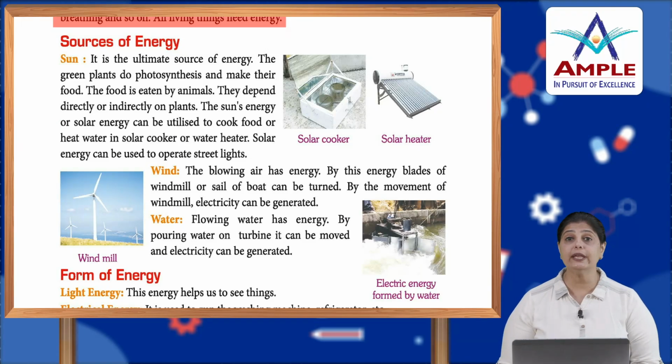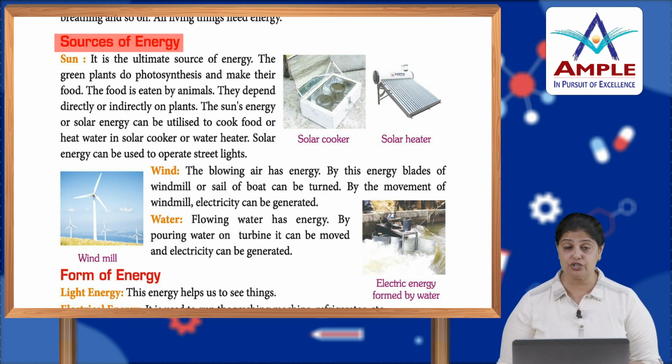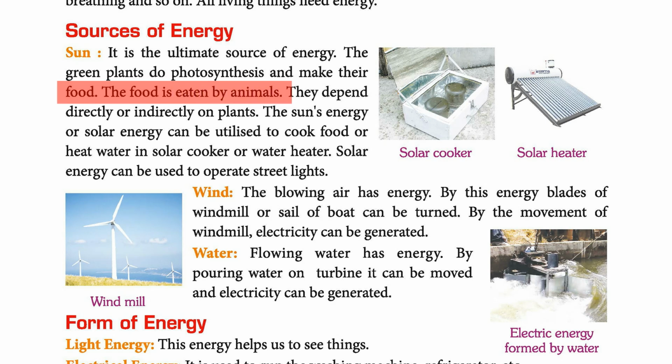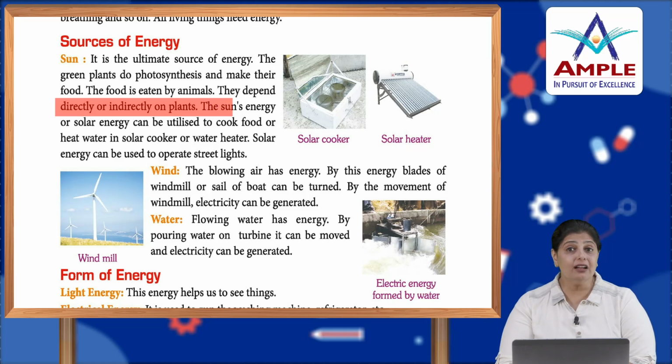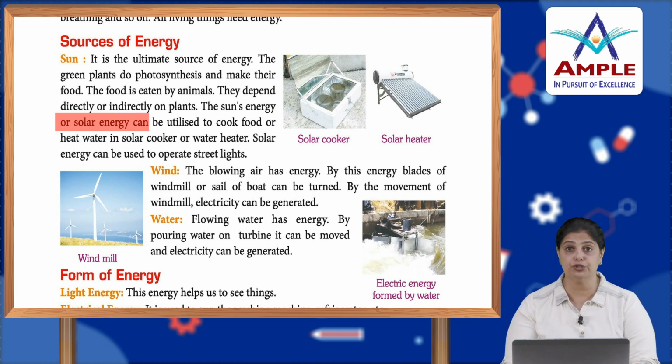Now, from where do we get this energy? What are the different sources from where we get the energy? Sun. Sun is the ultimate source of energy, okay? The green plants do photosynthesis and they make their own food. The food is eaten by animals, they depend directly or indirectly on the plants, okay? So, sun is the ultimate source of energy. So, that's the main source from where we get all the energy to do things.